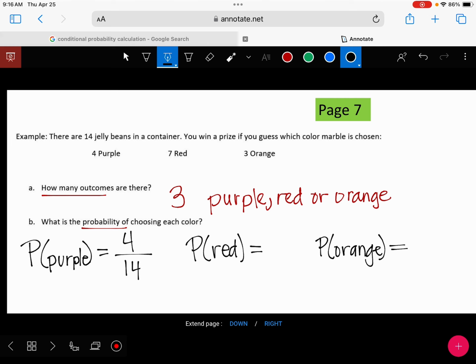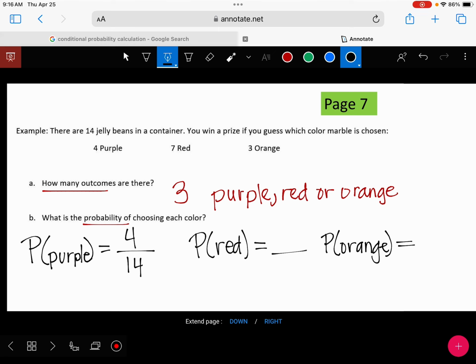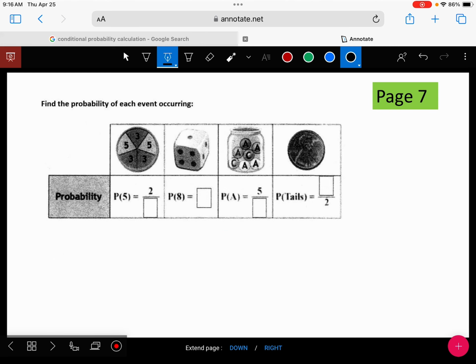So probability of red is over 14. So how many are red? 7 over 14. Who had that for the next one? Good. And orange would be how many over 14? 3. All right, go ahead and try to finish out the last part, and we're going to end there. And then I have an announcement about homework.